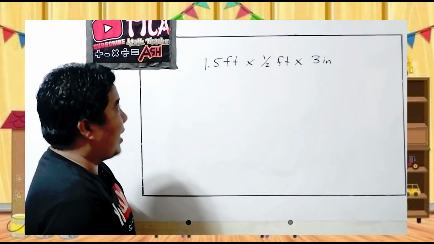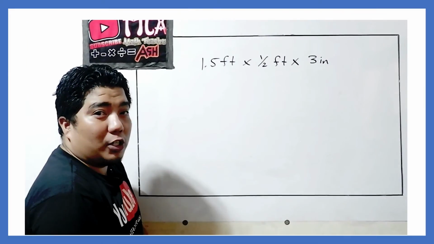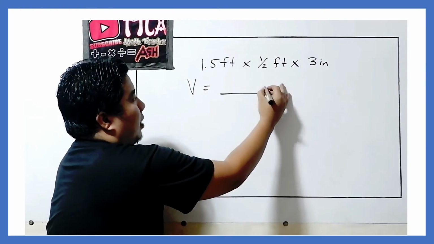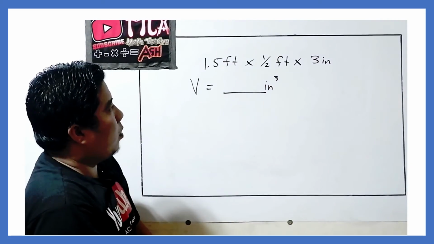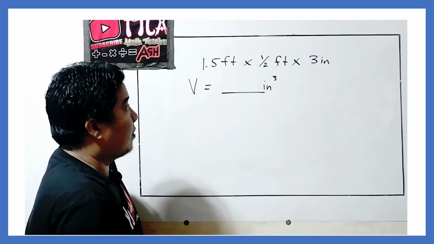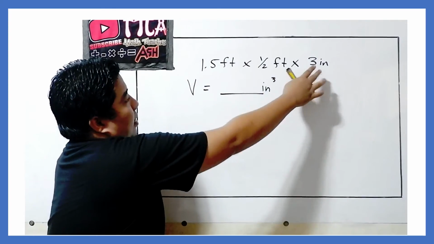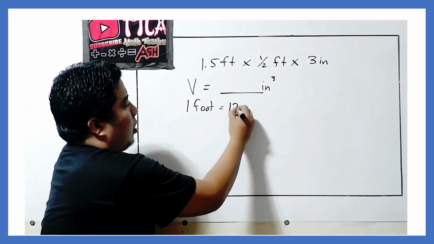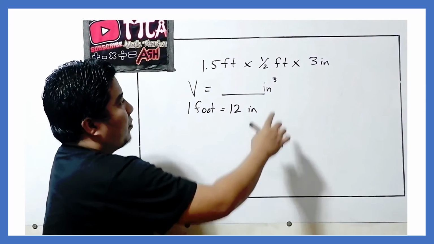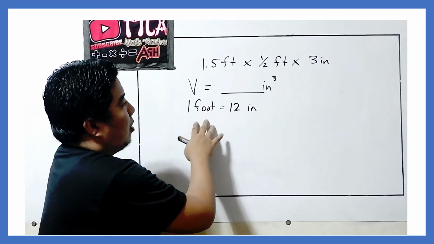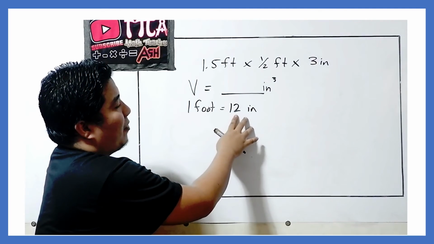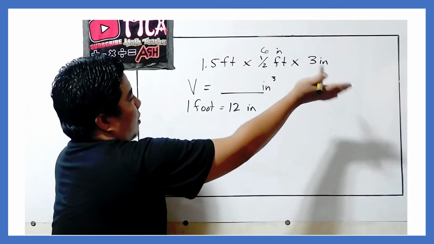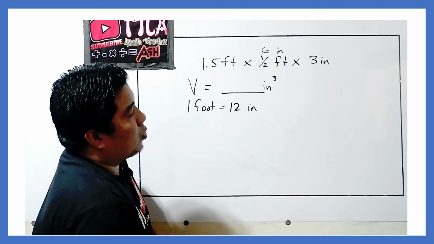Okay, my dear math learners, for the next problem, we have the rectangular solid, and the problem asks for the volume in cubic inches. Now, our given has different units of measure. It has feet, and then inches. Remember that in 1 foot, there are 12 inches. Therefore, if we have 1/2 of that foot, we need to get 1/2 of 12, and this will become 6 inches. Of course, this is already in inches, so no need to change that.